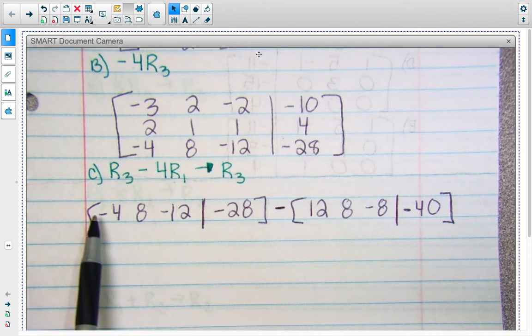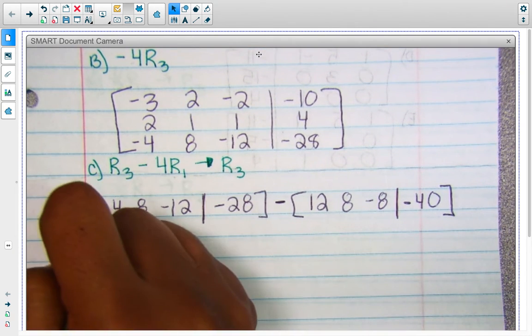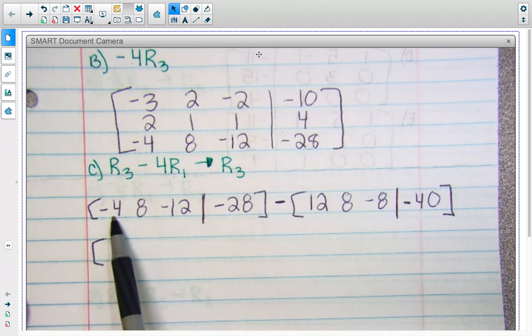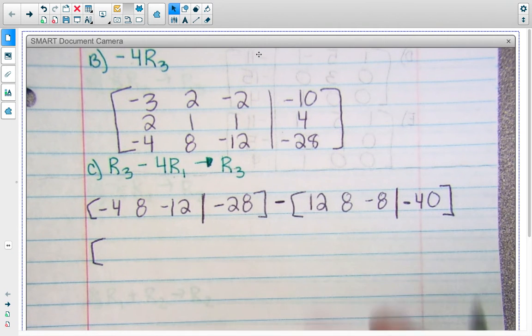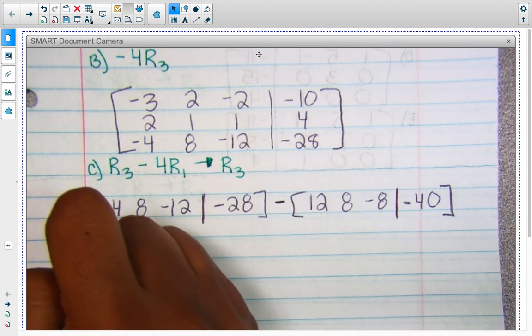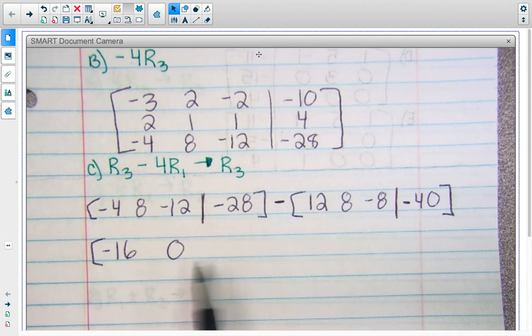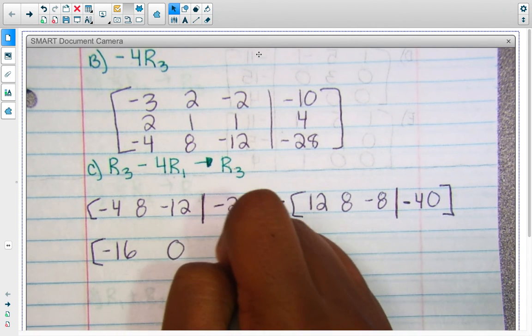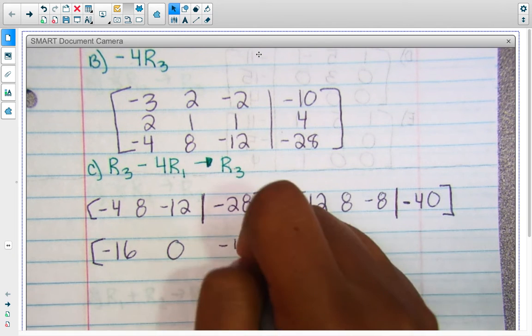Now I'm going to subtract these two to get my final row. So -4 minus 12 is going to give me -16. 8 minus 8 gives us 0. -12 minus -8 gives us -4. And negative 28 minus negative 40 gives us 12.